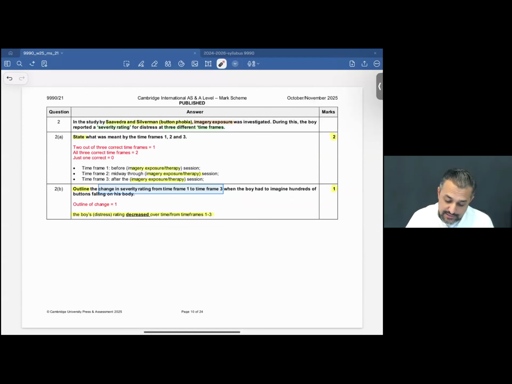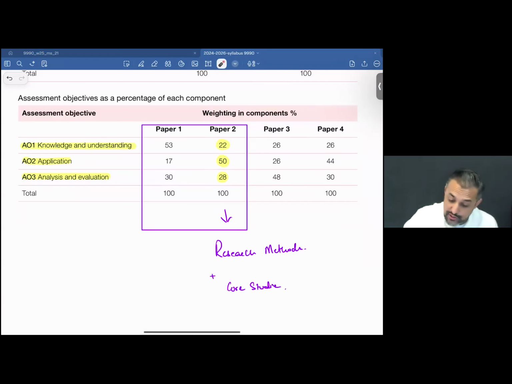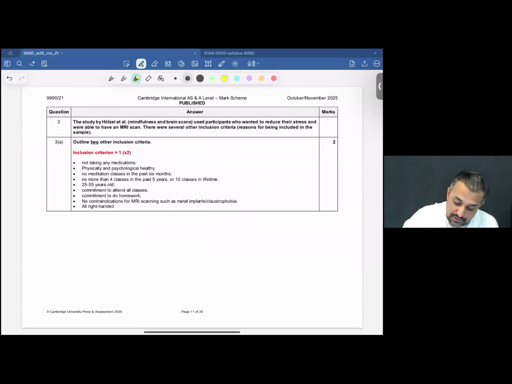Now let's take this ahead. This was question number 2, and as we see, question number 2 in total was of 3 marks. Moving on to question number 3, this question again is testing you on your knowledge and understanding. Because remember, I did not say paper number 2 does not have knowledge and understanding. Yes, this is worth 22% only, but nonetheless, it is there, so you cannot skip this part too. Now, the study by Holzel et al., this is from the biological approach. Mindfulness and brain scans used participants who wanted to reduce their stress and were able to have an MRI scan.